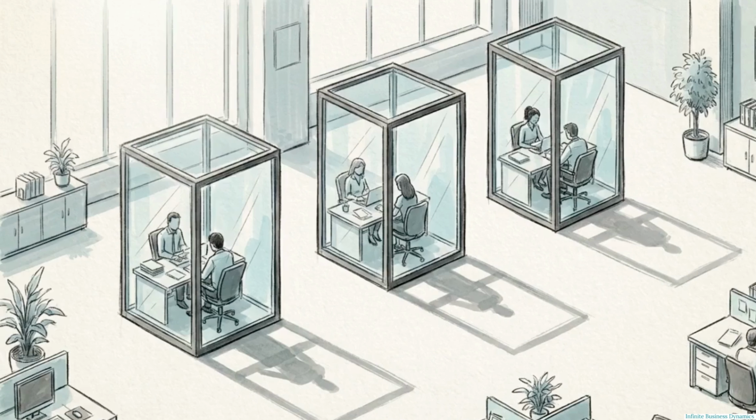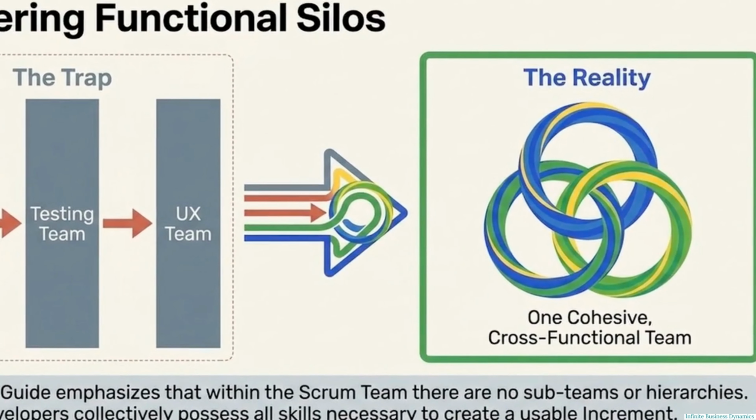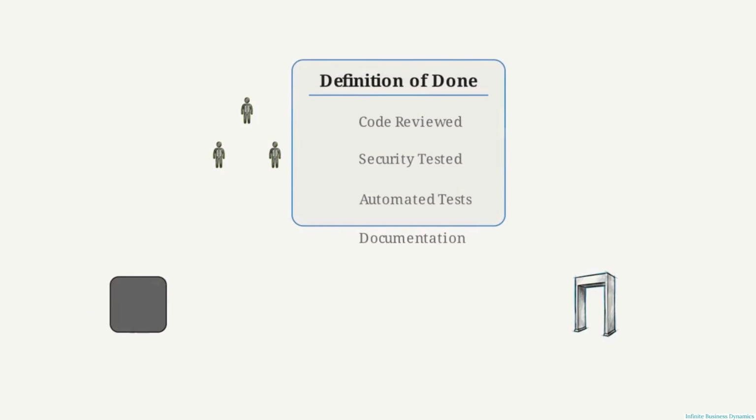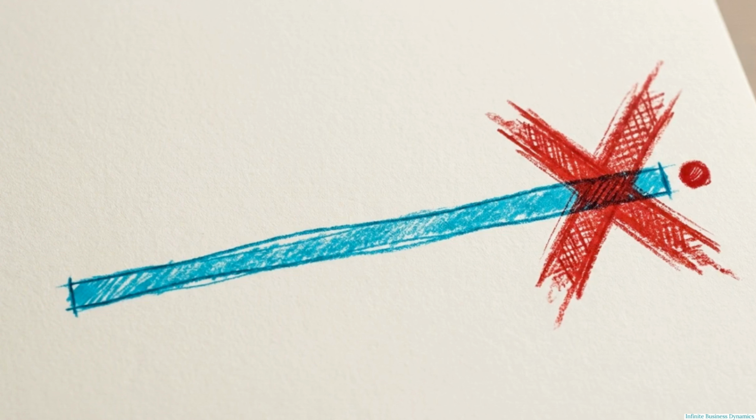The fourth trap catches organizations that claim to practice Agile, but secretly maintain isolated functional departments within a single sprint. Passing work linearly from a development team to a testing team, then to a UX team, creates continuous bottlenecks. Scrum mandates no subteams. On the right, the team is a single, intertwined unit, collectively possessing all necessary skills to deliver. This unified group is governed by the definition of done, an uncompromising quality standard that every piece of work must meet. Delaying testing until all the coding finishes is incorrect.